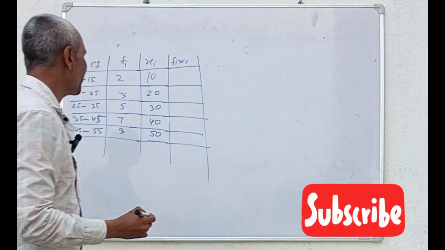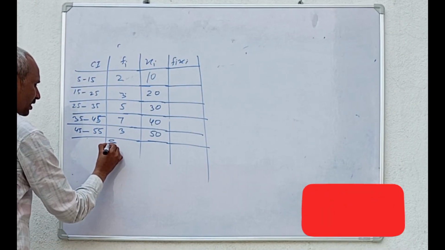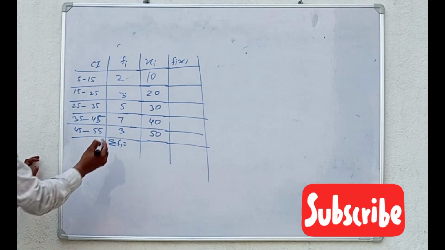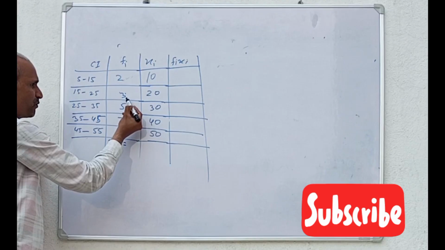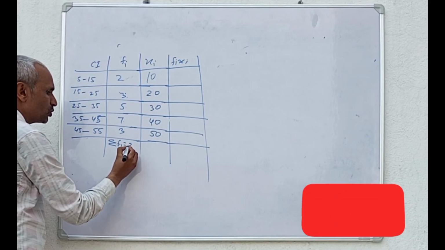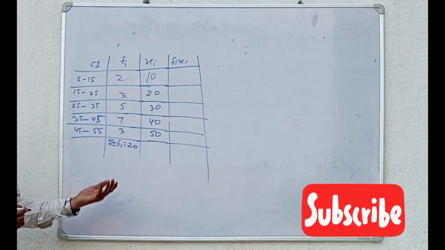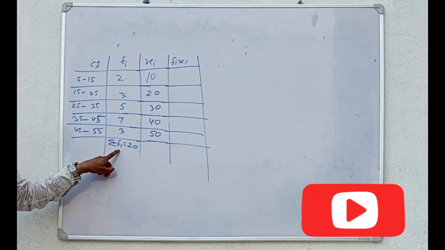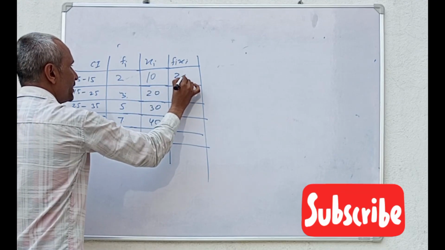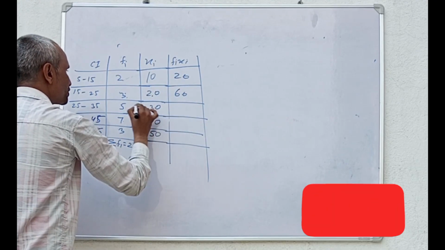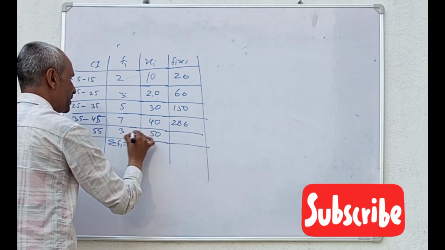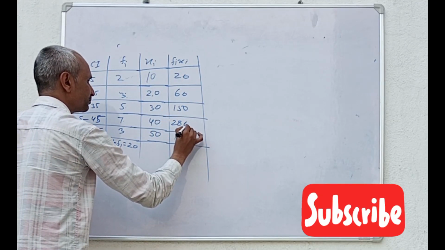Now we are going to find the sigma fi, meaning the total of the frequencies. How much is the total of frequencies? 2 plus 3 is 5, 5 plus 5 is 10, 10 plus 7 is 17, plus 3 is equal to 20. Sigma fi means the sum of the frequencies. Here we are multiplying: 10 twos are 20, 2 threes are 6, so 60, 6 fives are 150, 4 sevens are 280, and 3 fives are 150.